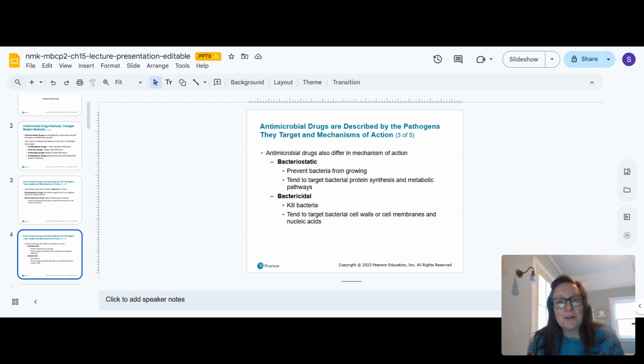These antimicrobial drugs, when they're treating bacteria, can be bacteriostatic, in which they prevent bacteria from growing. They kind of make that bacteria stable and not reproductive. Or they can be bactericidal, which will kill the bacteria directly. And they could do this by targeting cell wall or cell membranes or even nucleic acid synthesis inside the cell.